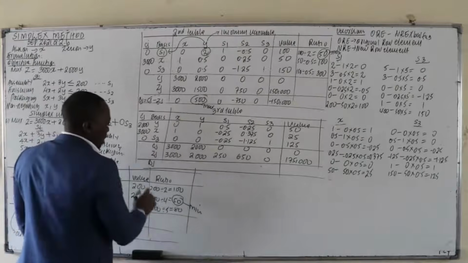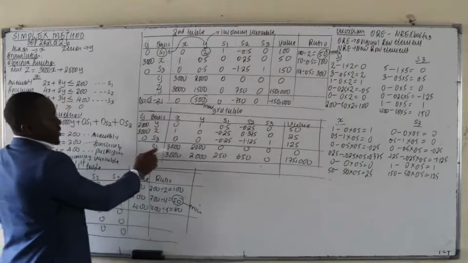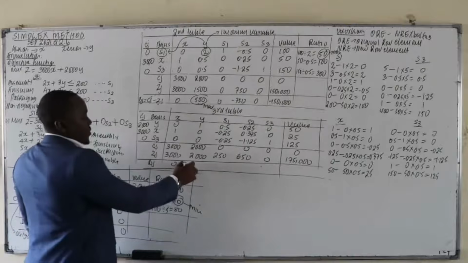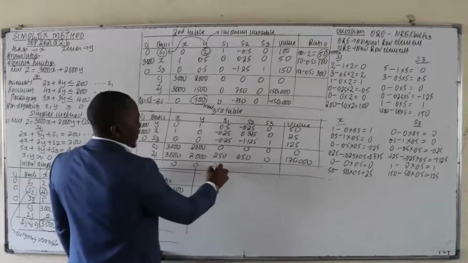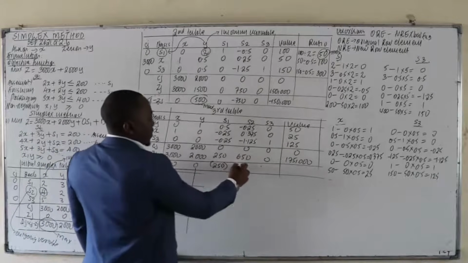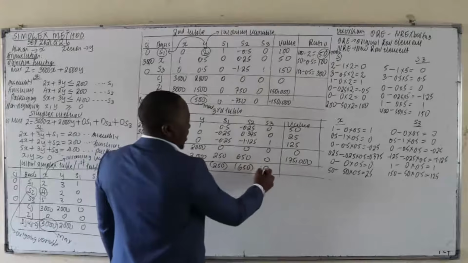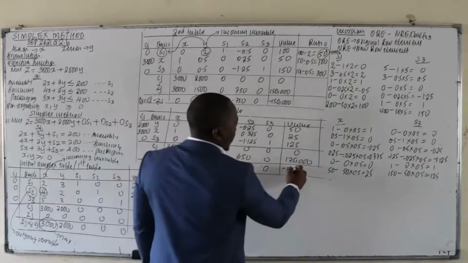Now we get DJ. DJ is CJ minus ZJ. 3 minus 3 is 0. 2 minus 2 is 0. 0 minus 250 is negative 250. Negative 650. We have 0. Negative 175.